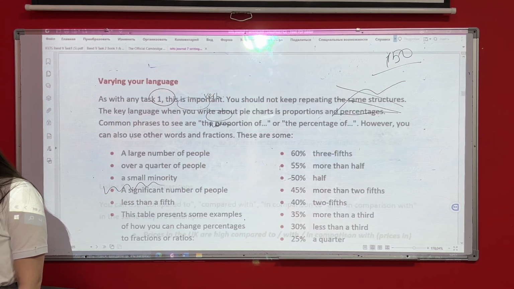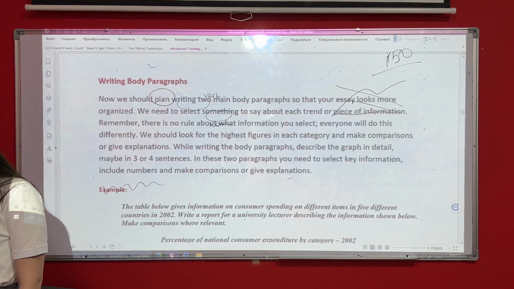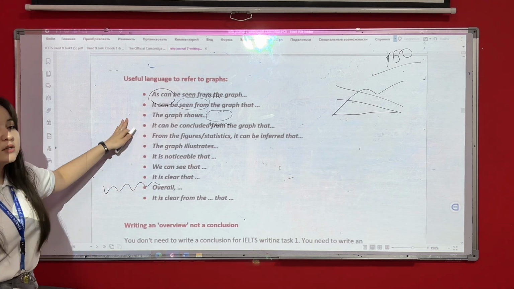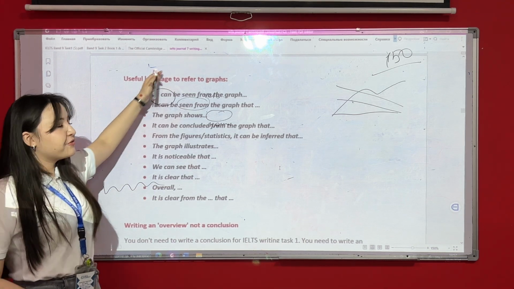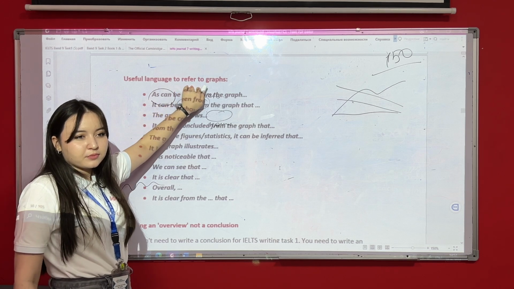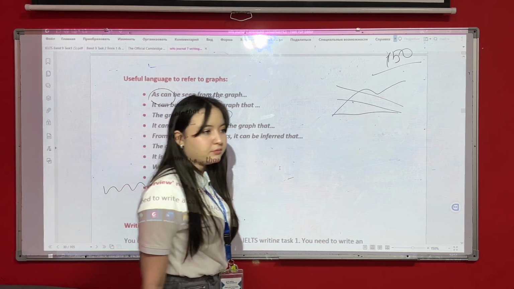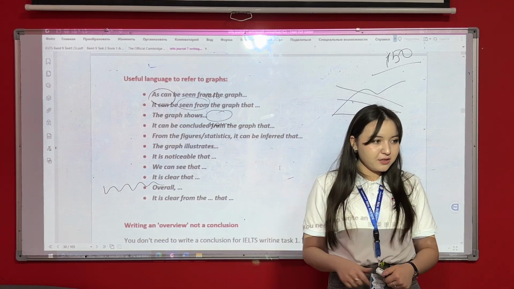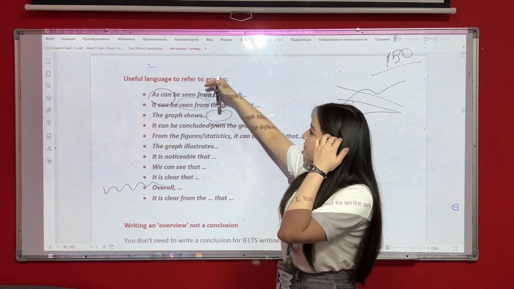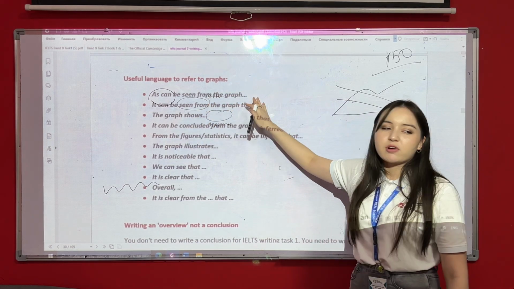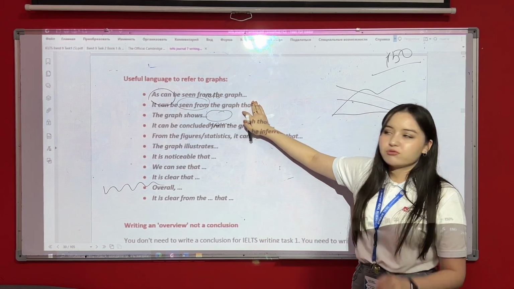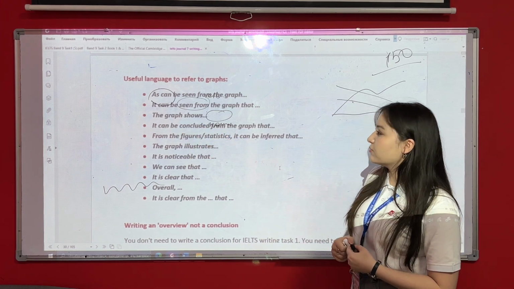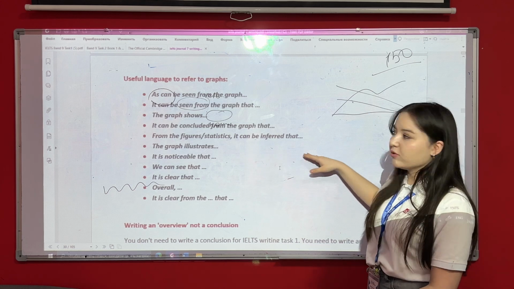Let's discuss some model essays here. And this is about the linking words. So, useful language to refer to graphs. What does refer mean? Refer, to mean something from. То есть ссылка на что-то, правильно? Reference на что-то. So this is about the reference to the graph. As can be seen from the graph, you can use this as a linking word, right? It can be seen from the graph that the graph shows. It can be concluded from the graph. From the figures, it can be inferred.